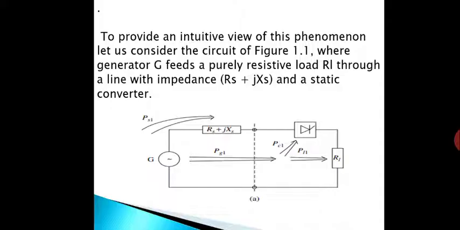Intuitive view of this phenomenon, let us consider the circuits of figure 1.1 where the generator G feeds a purely resistive load through a line with an impedance of Rs plus j Xs. Resistive load RL ആണ്. ഇത് ഈ ലൈൻ ഇംപിഡൻസ് RS plus J into XS. RS പറയാൻ കാരണം ഇത് സീരീസ് റെസിസ്റ്റൻസും ഇത് സീരീസ് റിയാക്ടൻസും ആണ്. അപ്പോൾ അതുകൊണ്ട് RS plus J into XS and a static converter, this one, static converter.